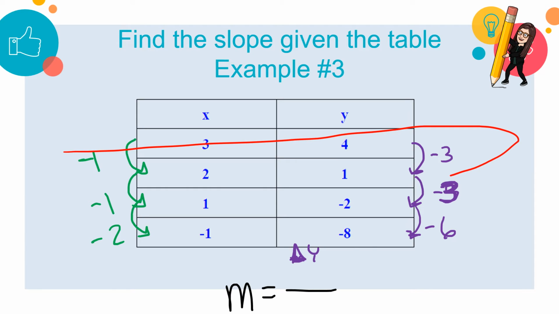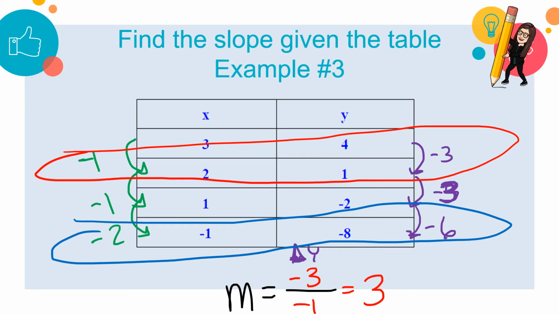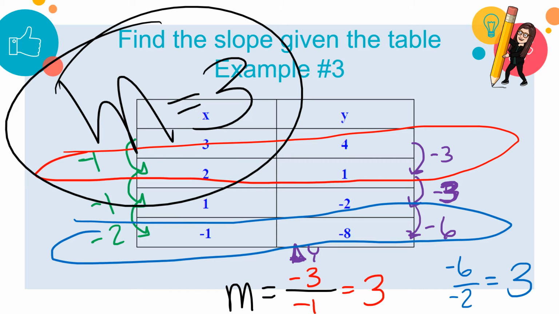Watch this. If I take this row, change in y over change in x, that would be 3, right? Negative by negative, positive, 3 divided by 1. Watch what happens here. Let's say I look at the bottom pair. What's negative 6 over negative 2? It's still positive 3. So it doesn't matter how I look at this, I still get a change of positive 3. So if your jumps look different, just pair it with the other side and you'll be fine.